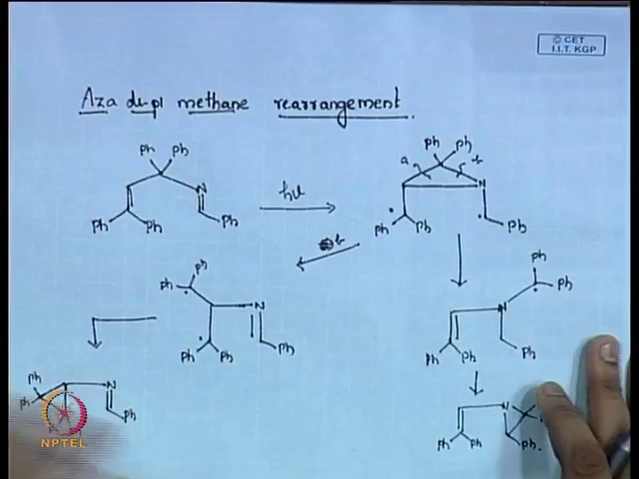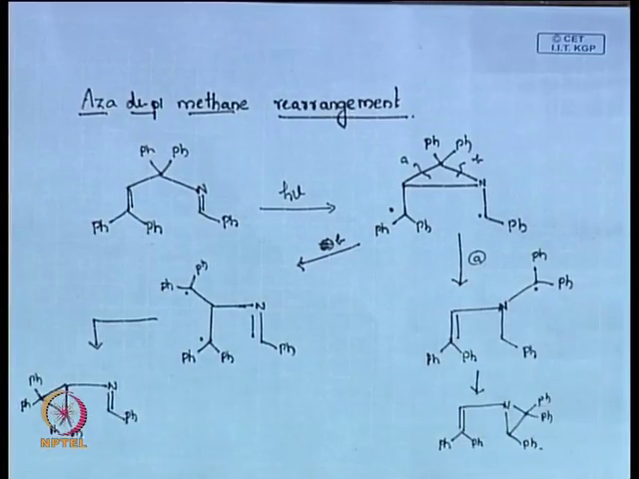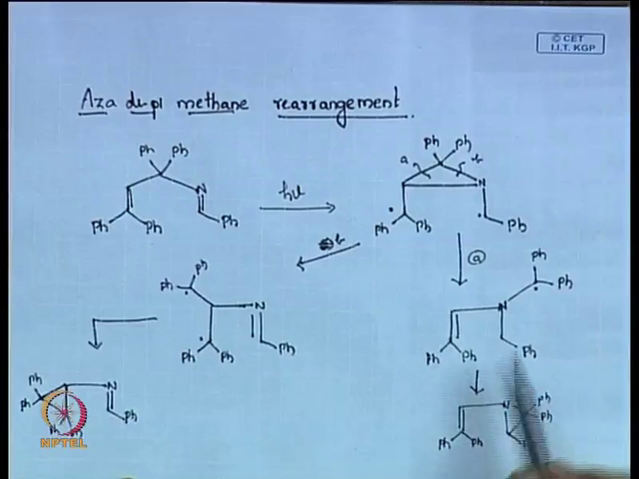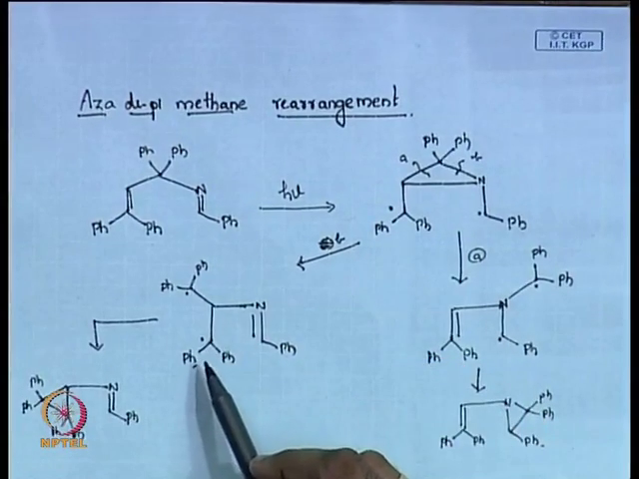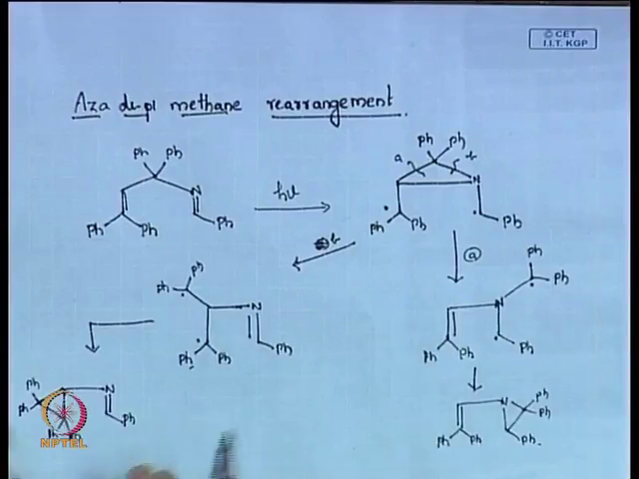So, which do you think is much more favorable? If you see the radicals, your B should be much more favorable, but it does not mean that you do not get A. You get A also. That is the case in Aza Di-pi-methane. In Oxo and other di-pi-methane, most of the time you get a sole main product. But in Aza Di-pi-methane you get both products. But this one is more favorable, that is fine.